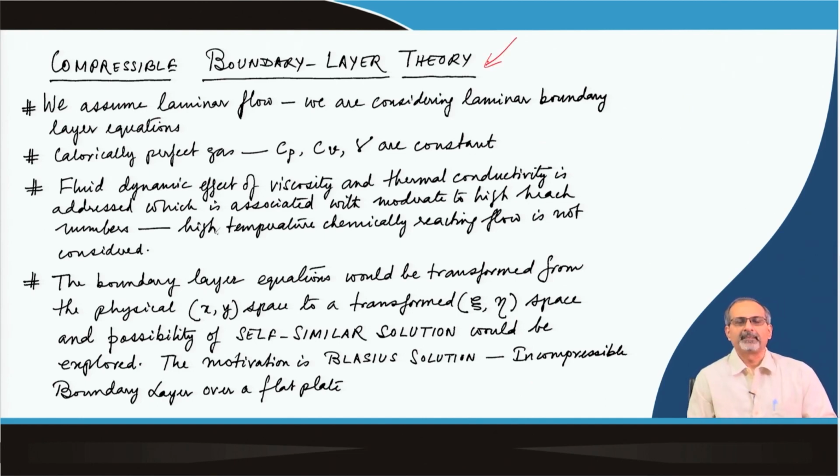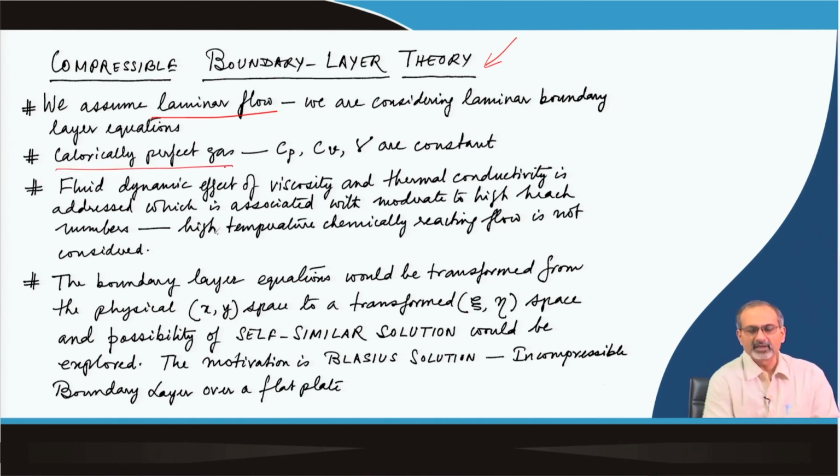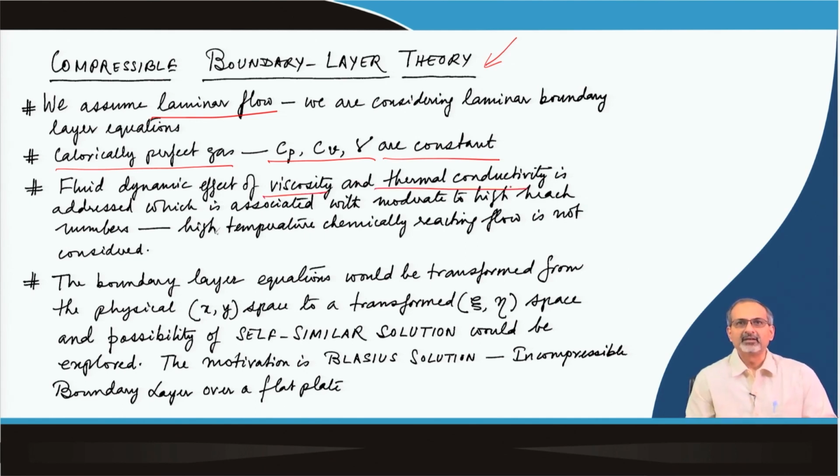Compressible boundary layer theory, let us try to go a little further, and we are of course talking about the laminar flow. We are considering laminar boundary layer equations. We are talking about calorically perfect gas. We are taking Cp, Cv, gamma as constants. Fluid dynamic effects of viscosity and thermal conductivity are being addressed at moderate Mach numbers, where high temperature chemically reacting flow is not considered. Therefore, we are primarily concerned with the hydrodynamics of the flow.